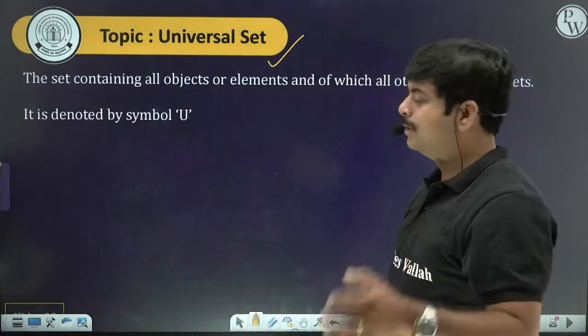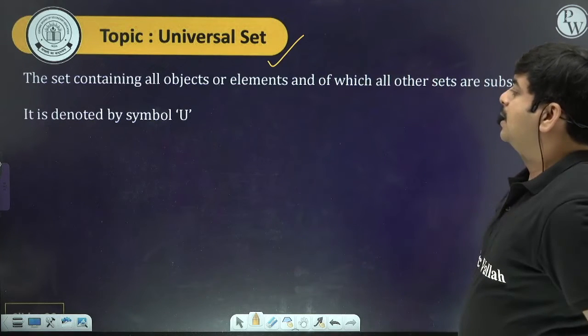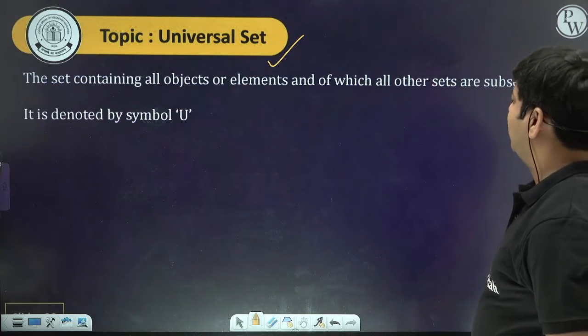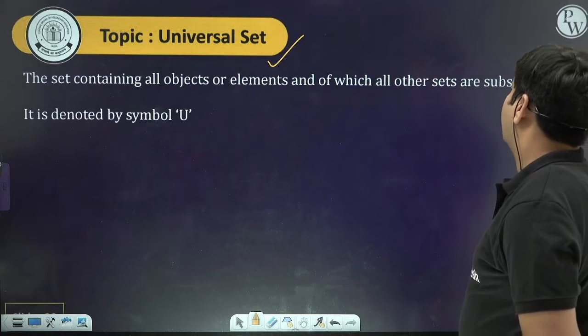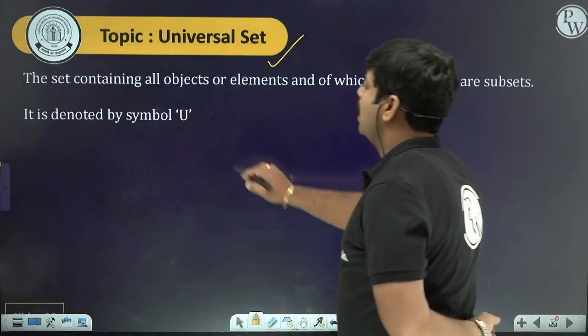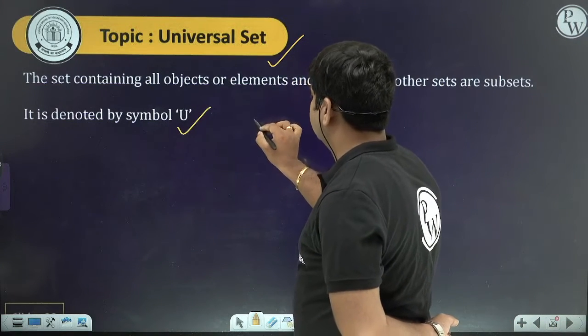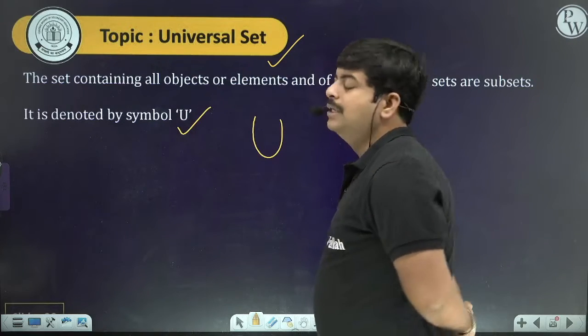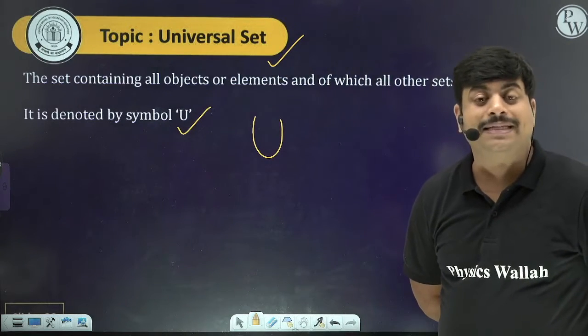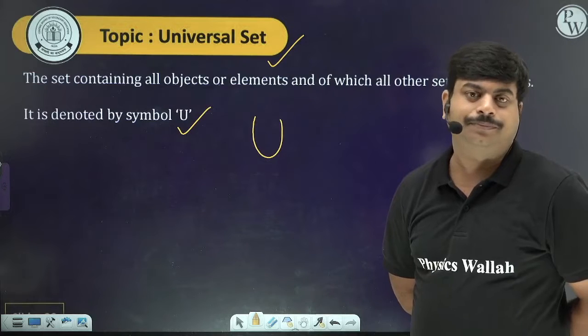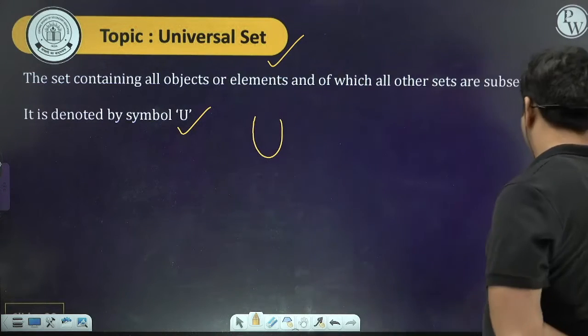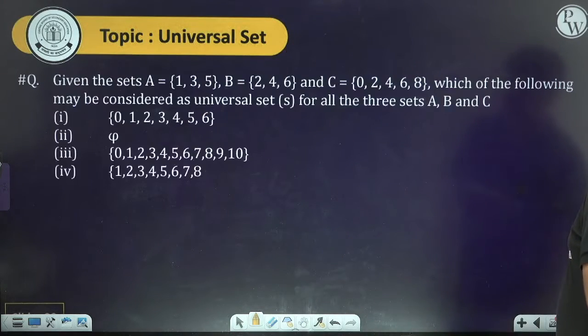I'll give you examples, don't worry. The set containing all objects or elements, and of which all other sets are subsets, is denoted by the universal set U. This is U. This U is used to represent the universal set. Simple thing. Universal set is the mother of all the sets. So we have a small example here.